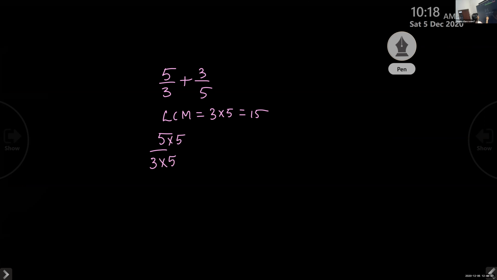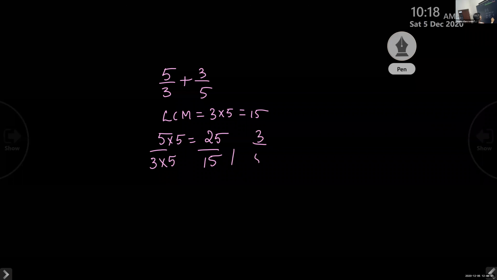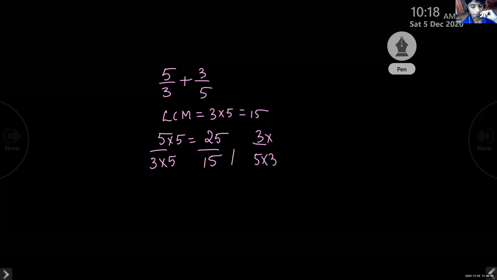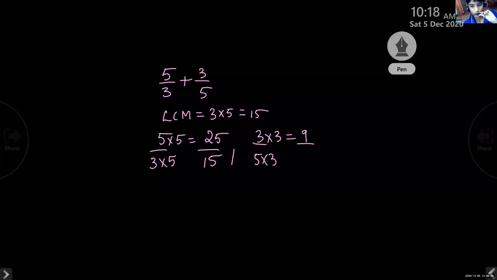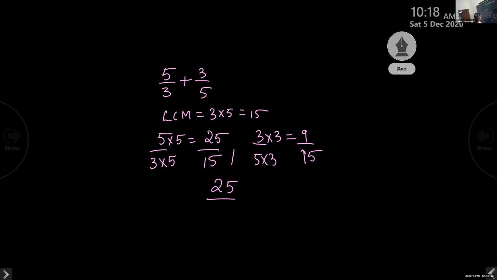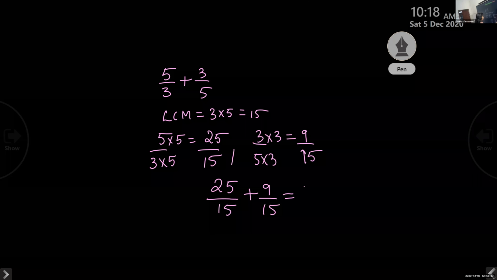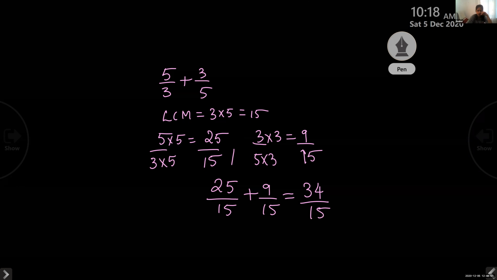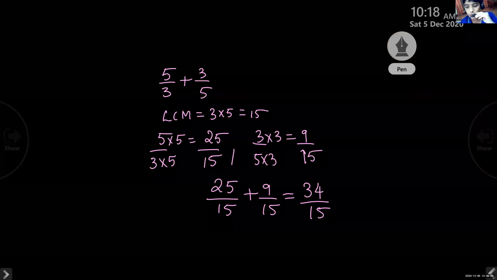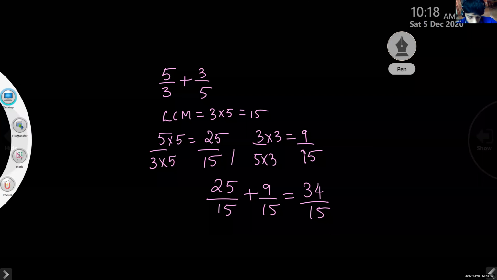So you have 25 by 15. The next one, 3 by 5 into 3, 3 by 3, 9 by 15. Now add: 25 by 15 plus 9 by 15. You will be getting 34 by 15 as the answer. Cannot simplify, right?